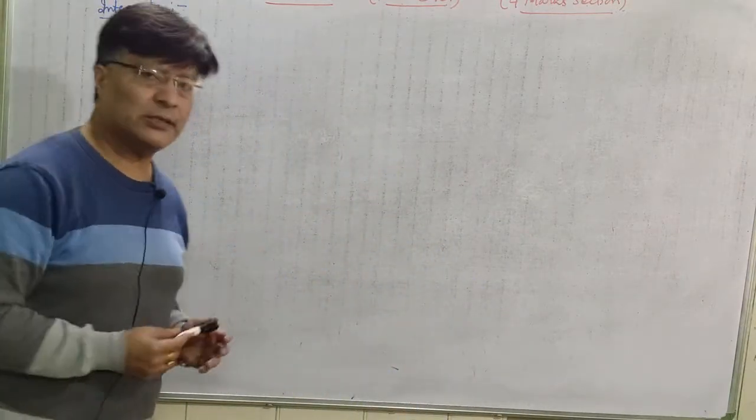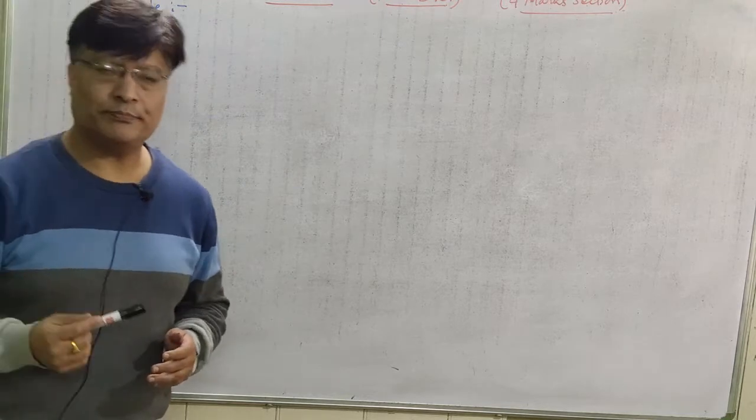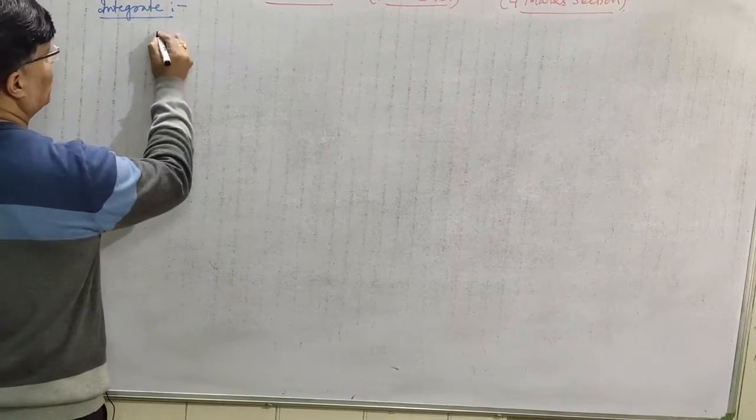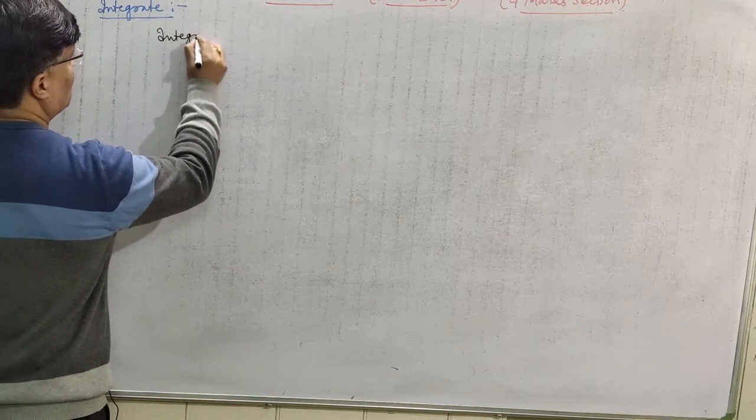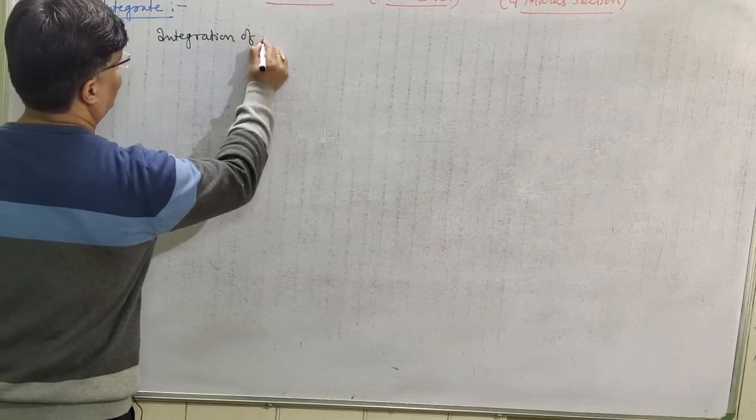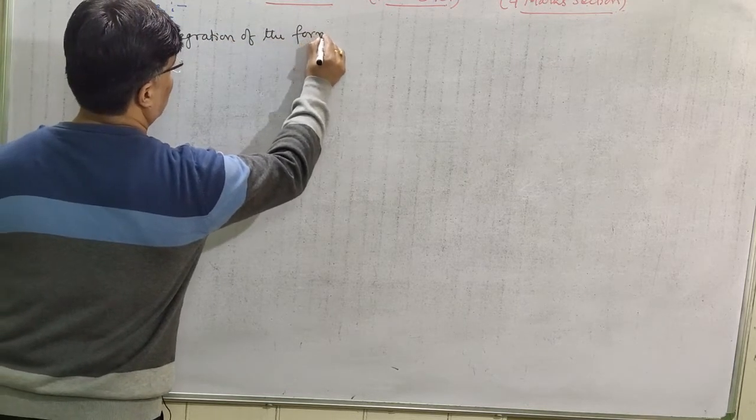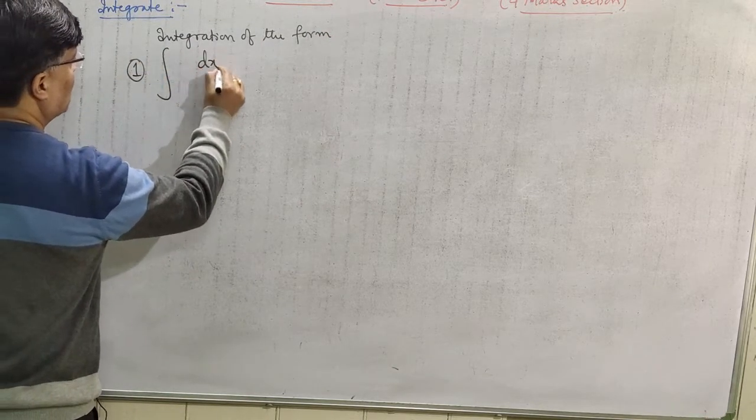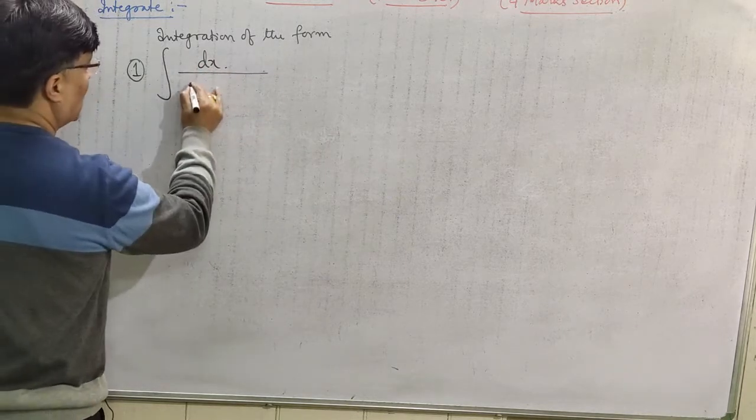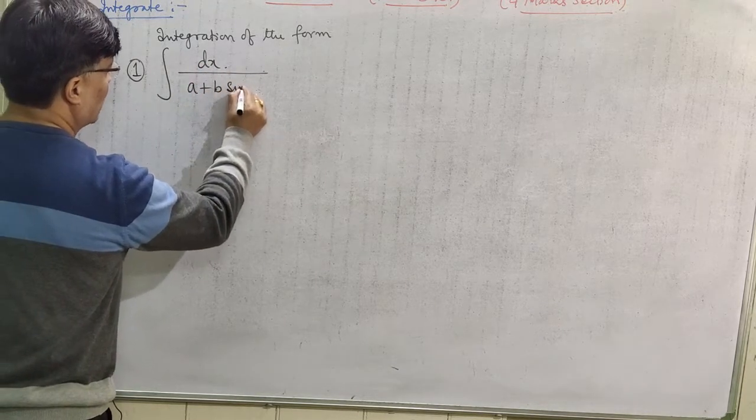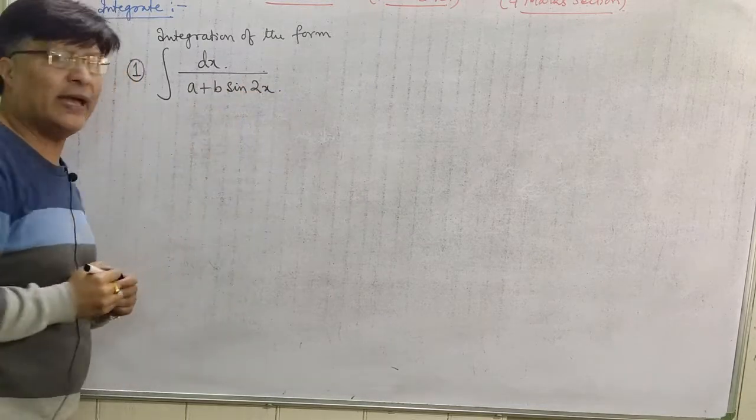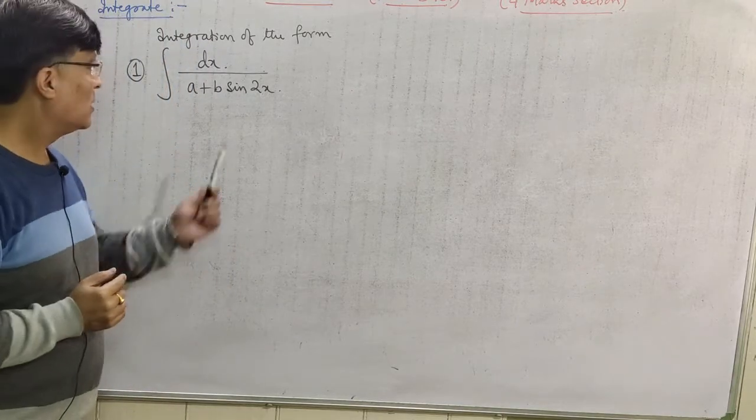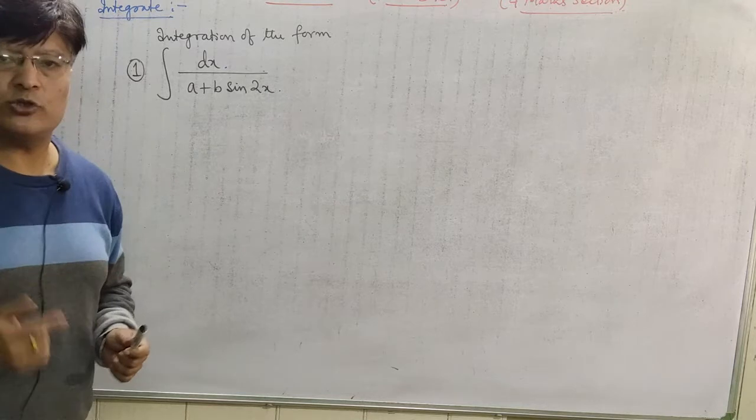So now we'll discuss integration of some trigonometric functions. Suppose you may have integration of this form. Now we'll discuss integration of the form. Number one is the integral of dx divided by a plus b sine 2x. You may have this type of integration where a and b are constants, and b is with sine 2x.